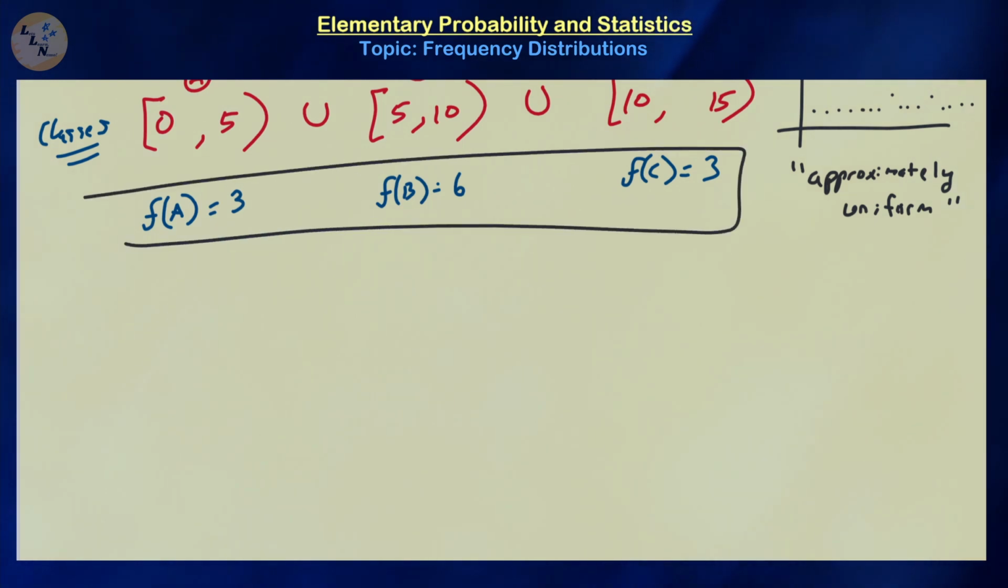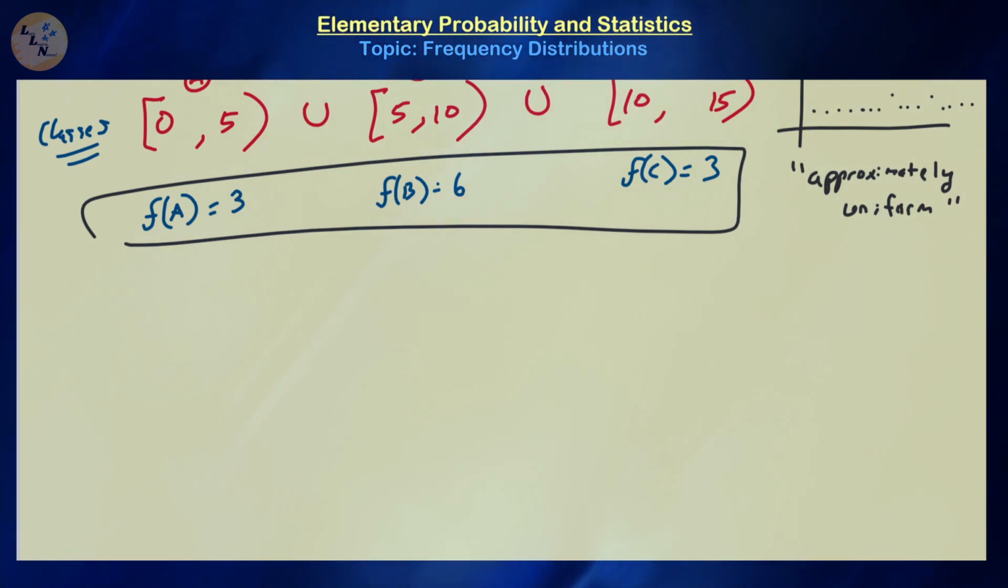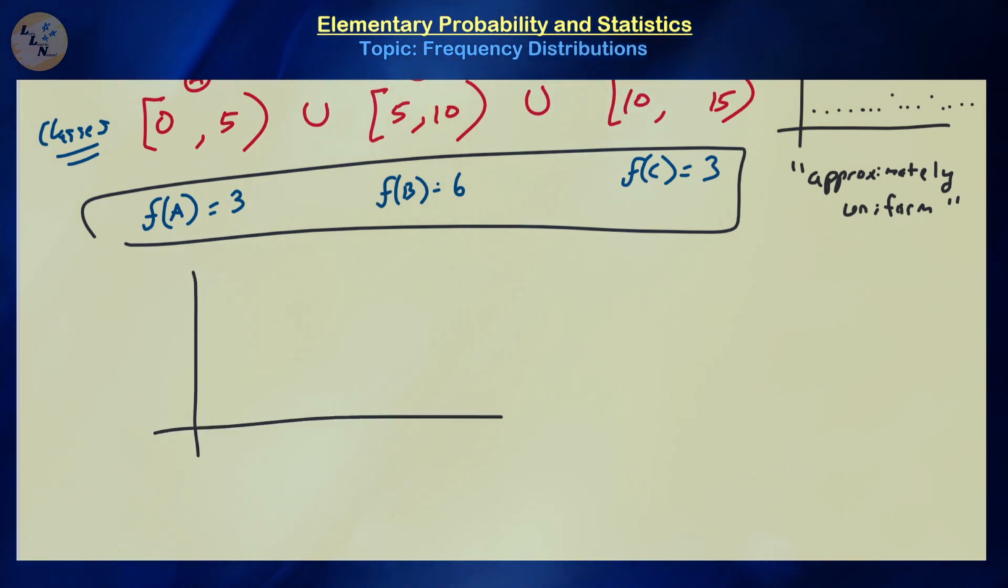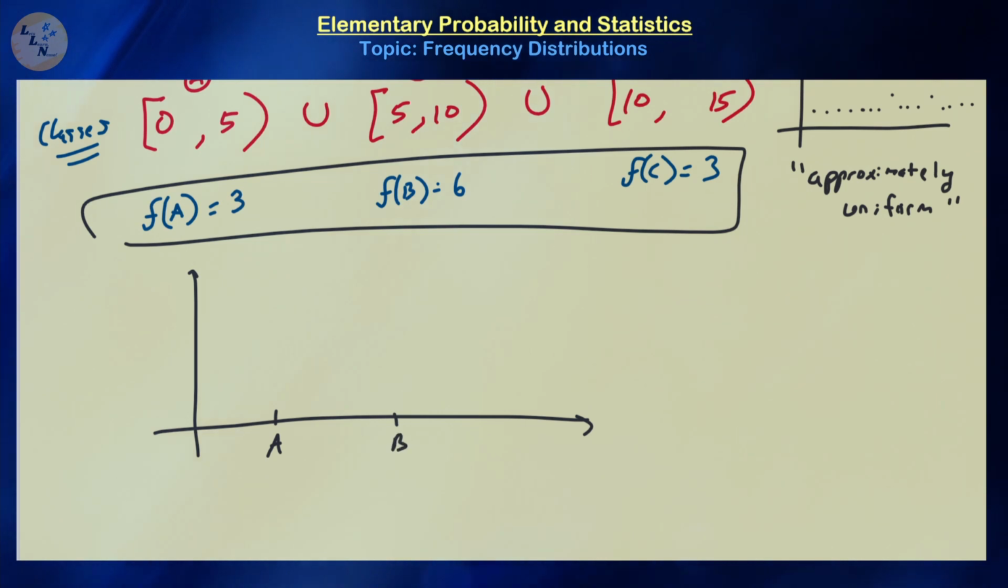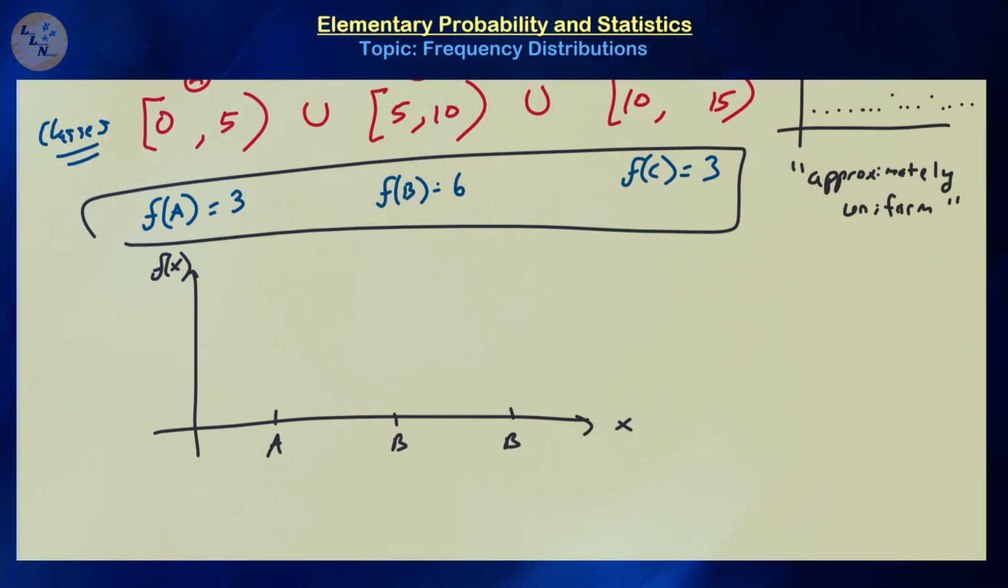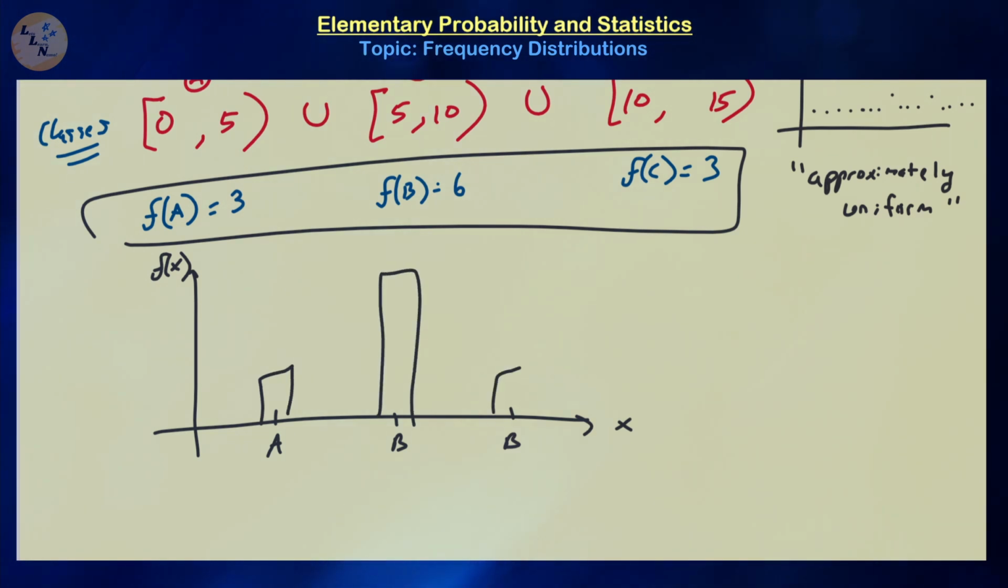So now that we have our little frequency distribution that is based on classes, we have our classes, which are A, B, and C. Our frequencies are 3, 6, and 3. Then we can construct a representation. So A, B, C, so this is X, and this is the frequency of X. X here corresponds to a class of values, not necessarily a particular value. And then we have 3, and then 6, and then 3.